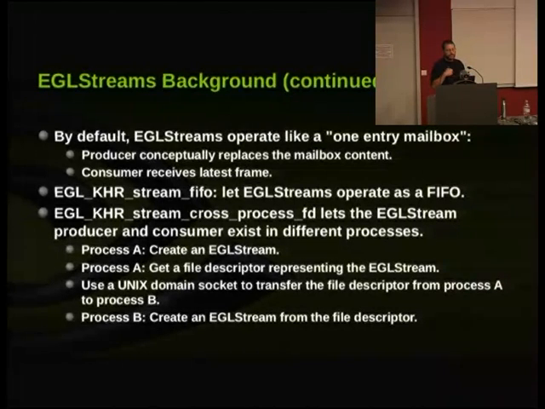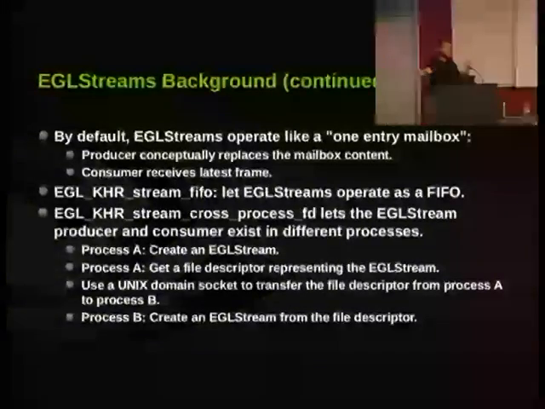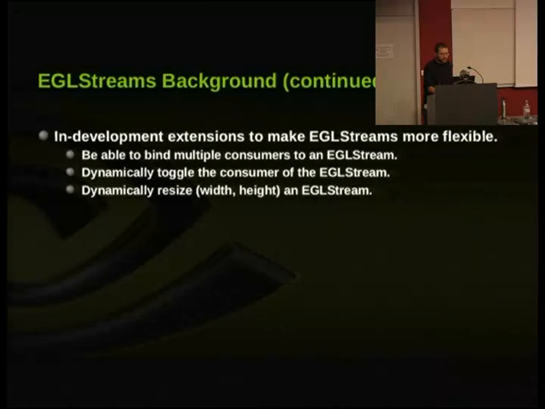I guess you can configure the behavior when the FIFO is full or empty. You can also, with the stream cross-process extension, have your EGL stream consumer and your EGL stream producer in different processes, and name those producer and consumer. So the example here is you create an EGL stream in one process, you get a file descriptor that corresponds to that stream, use a Unix domain socket to pass that file descriptor to another process, and then that process can get an EGL stream handle from that file descriptor that corresponds to this one EGL stream, and then create a producer and a consumer in those separate processes.